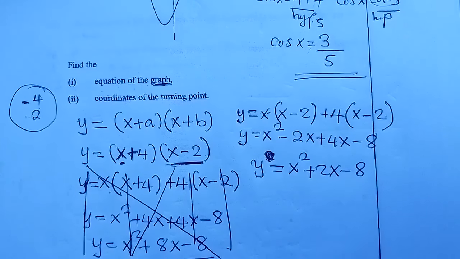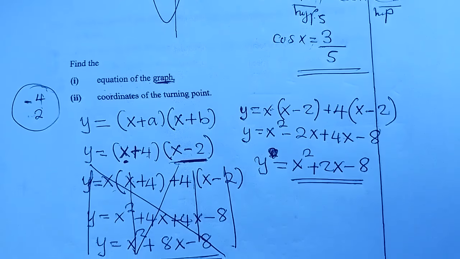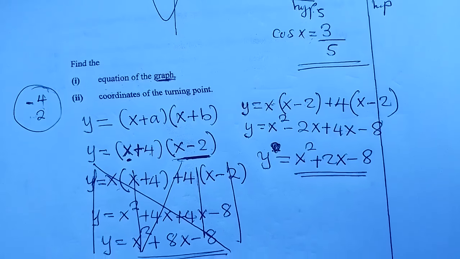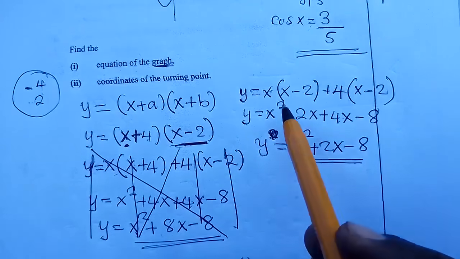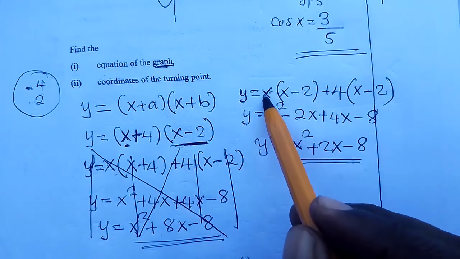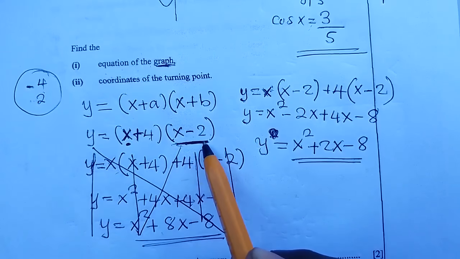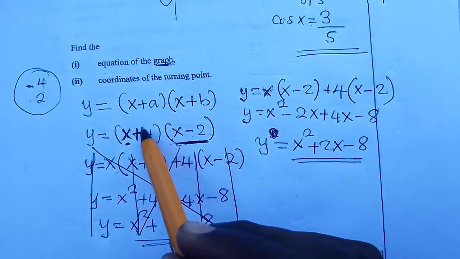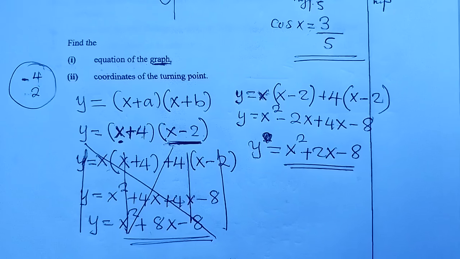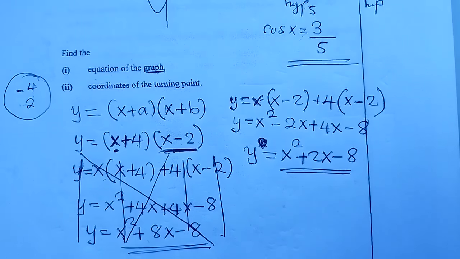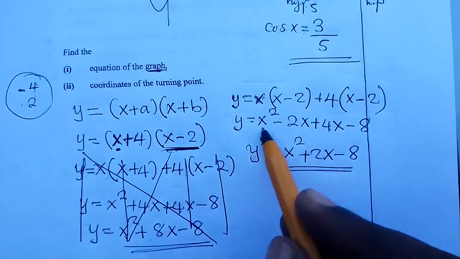This is what I'm going to get. So this is the equation. This is the equation that I need to get. So this is the equation, not the other way. When expanding, say x, you get this one, multiply with everything on the other side. Then you multiply plus 4 with everything on the other side. That's how you need to do it. So now, this is the equation.